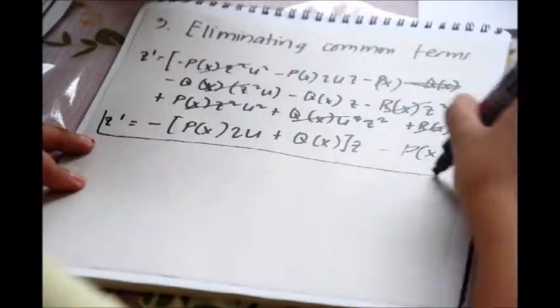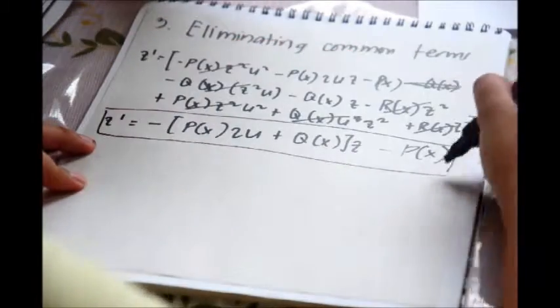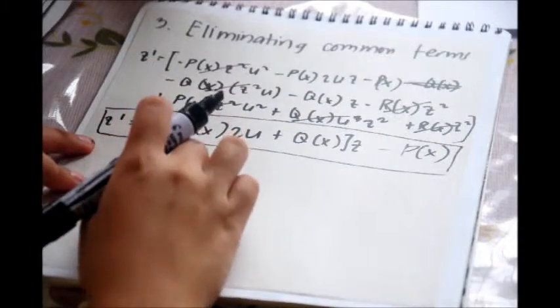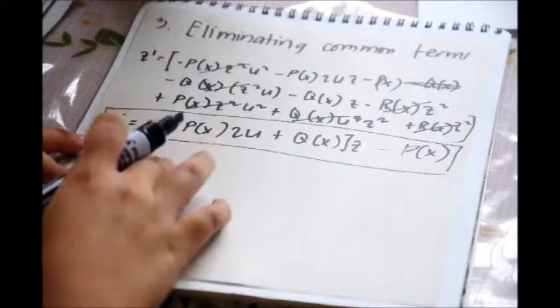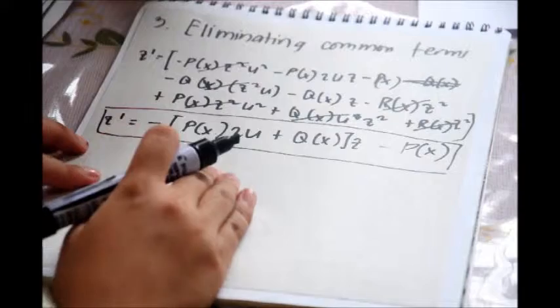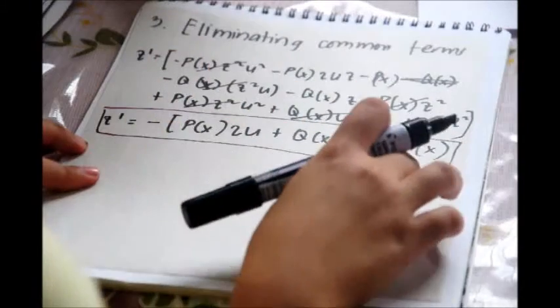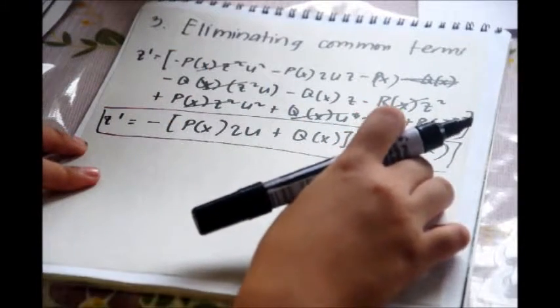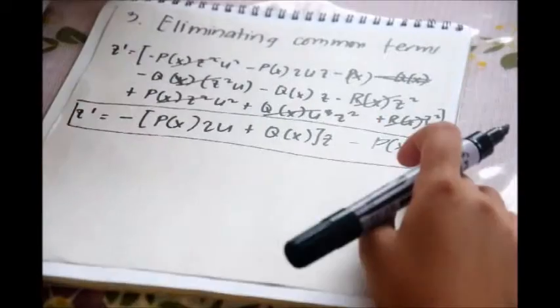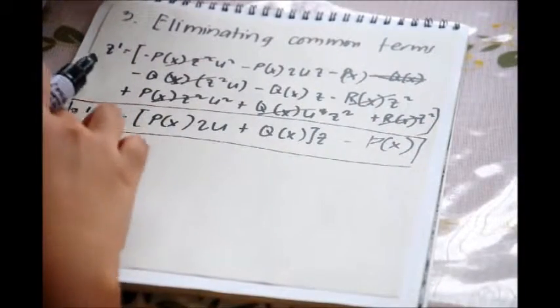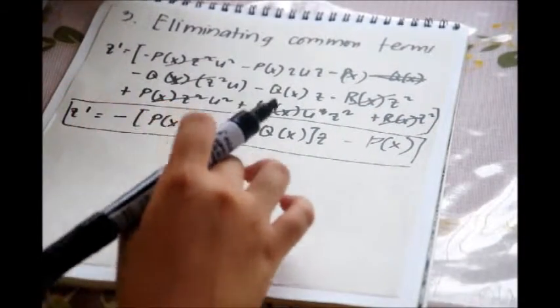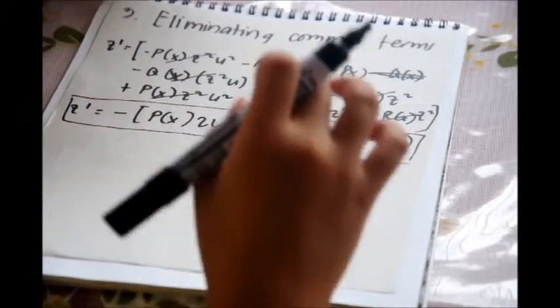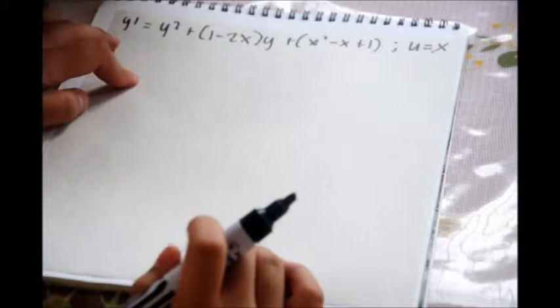So this equation is a linear equation with z as an independent variable and z prime as a dependent variable. And if you examine it closely, it is a linear first order equation. So given this, we're now going to solve for the general solution for this equation.